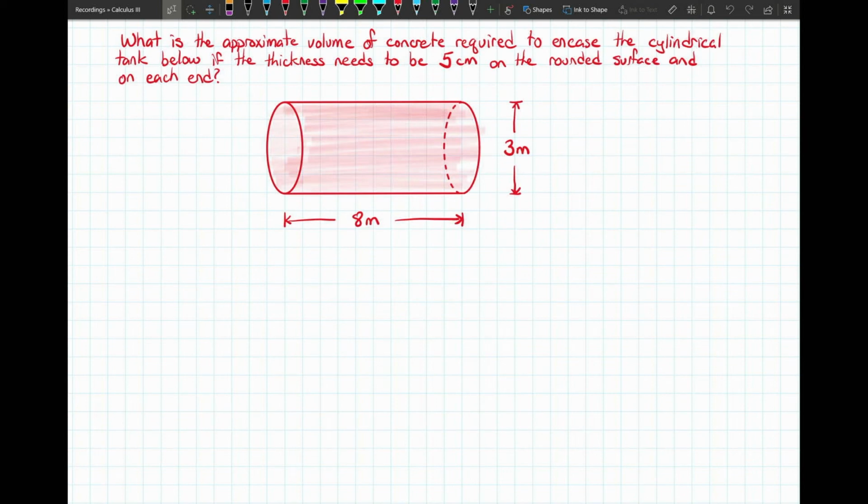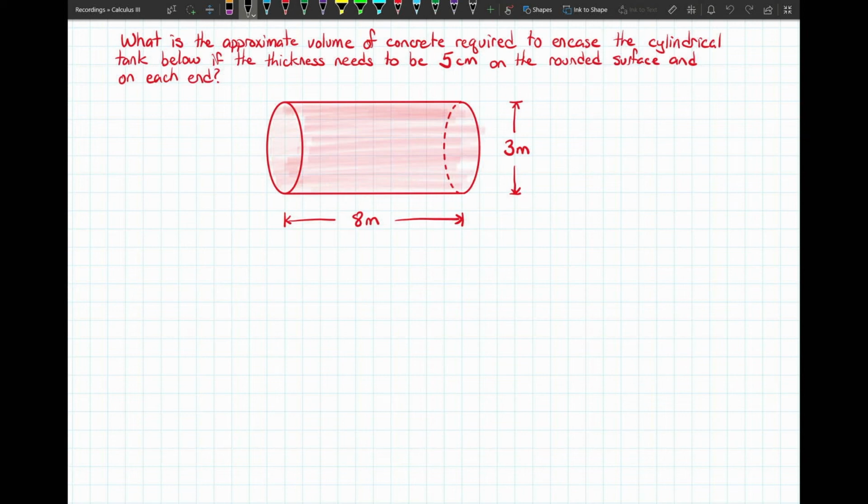In this example, let's say that we've got a project here where we need to pour a bunch of concrete. What we're going to be doing with that concrete is encasing some kind of perfectly cylindrical tank. I've drawn that here. So this cylindrical tank has a length of 8 meters and a diameter of 3 meters. Now, maybe this is some sort of tank full of hazardous materials, and we're pouring concrete in there so that we have a nice enclosure of at least 5 centimeters all around the rounded surface as well as on both ends. So we're really just encasing it with concrete.